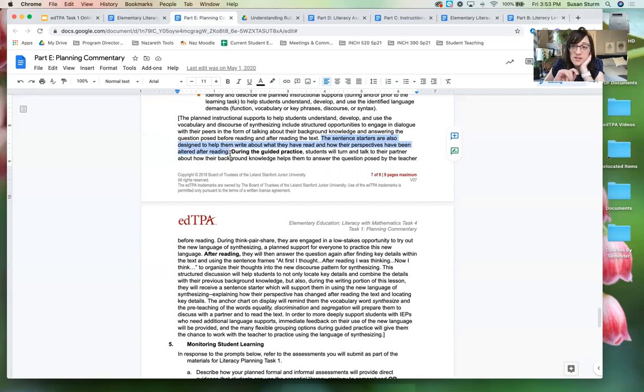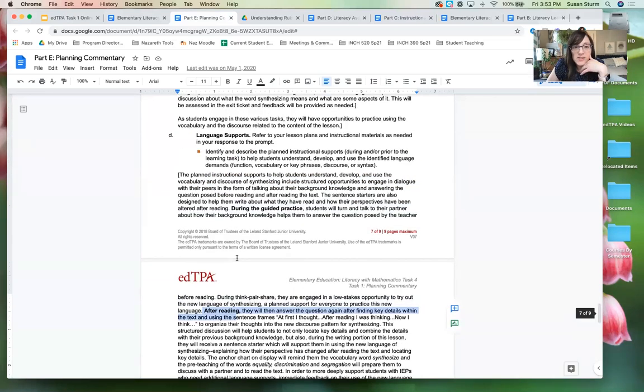I do think sentence starters and sentence frames are a great example of a language support because it gives the students the literal language to start the process of synthesizing. During the guided practice, they get to turn and talk about how their background knowledge helps them to answer a question posed by the teacher. This is a low-stake opportunity to try out the language of synthesizing. This is great for everyone to practice. Yes, that's a great example. That one's strong.